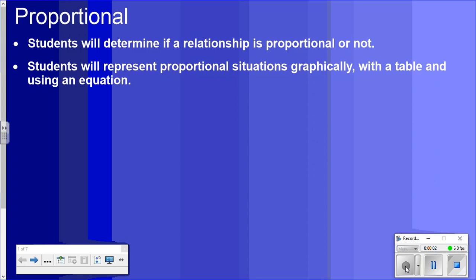In this lesson, we'll be discussing proportional relationships. By the end of the lesson, you should be able to determine if a relationship is proportional or not, and be able to represent a proportional situation graphically, with a table, and using an equation.